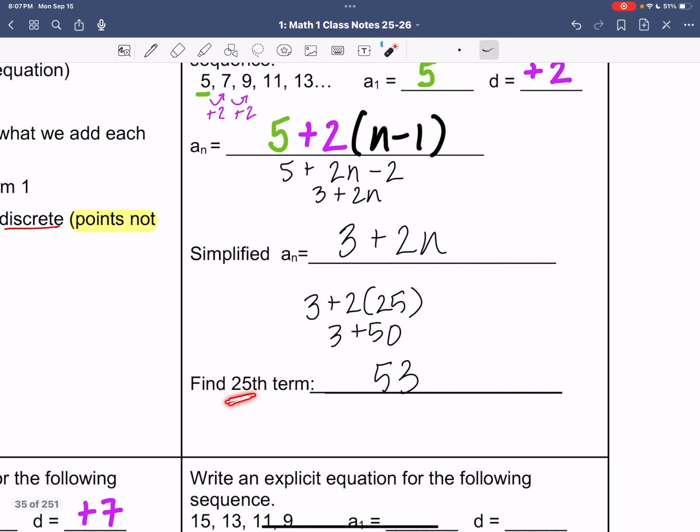If I want to find the 25th term, all I have to do is substitute in that value for n and go ahead and go 3 plus 2 times 25 because we want the 25th term. 2 times 25 is 50. So 3 plus 50 is 53.